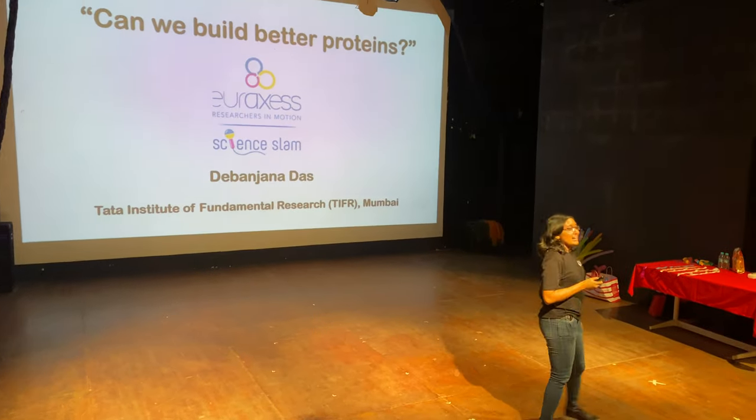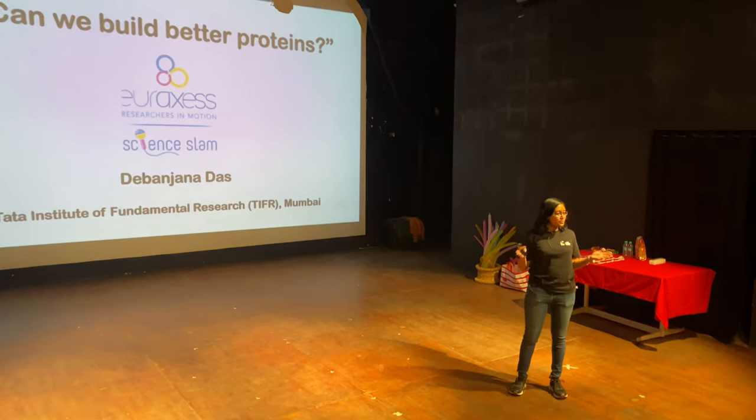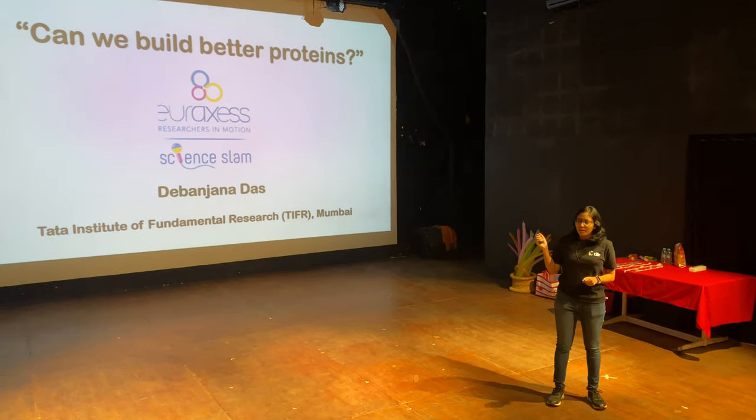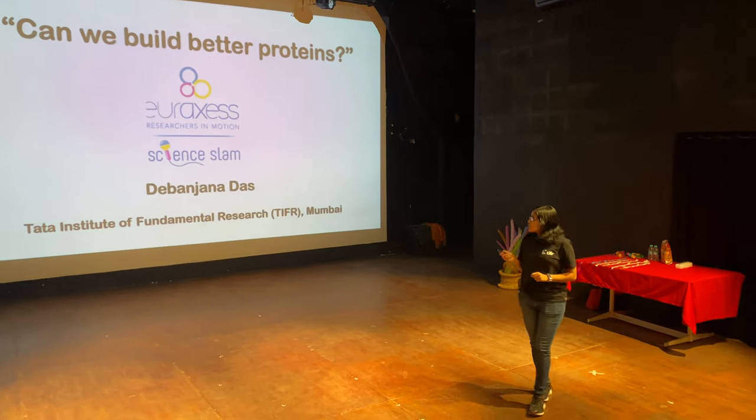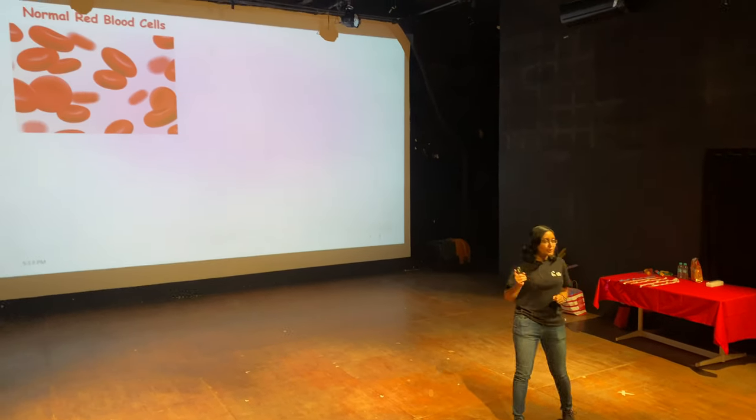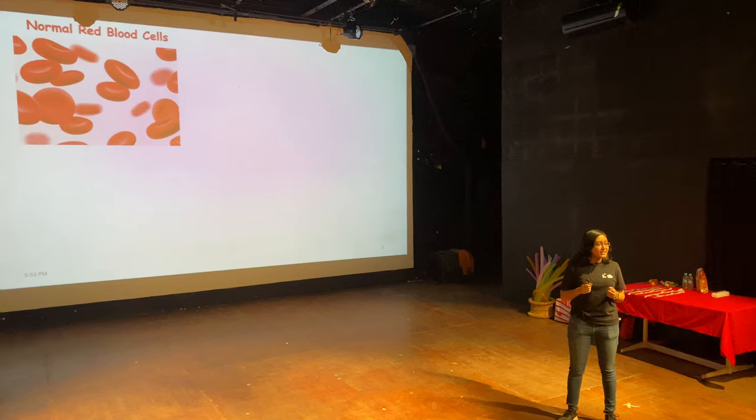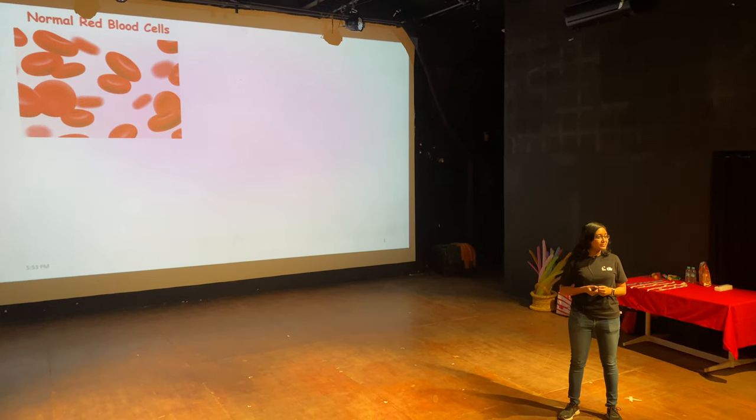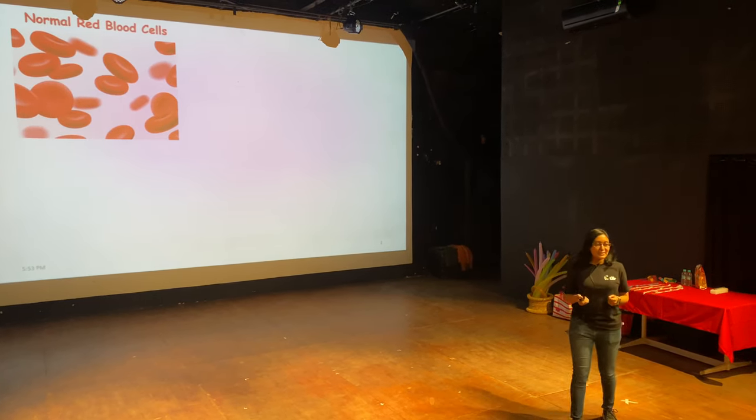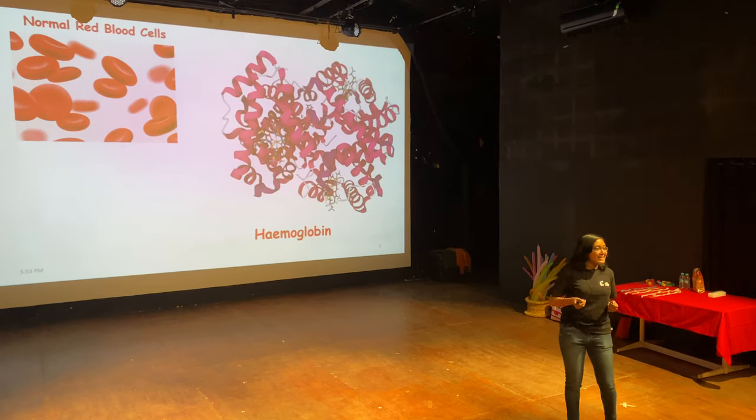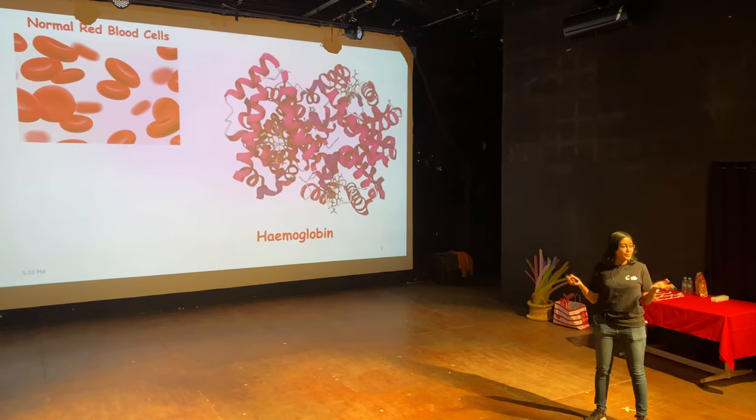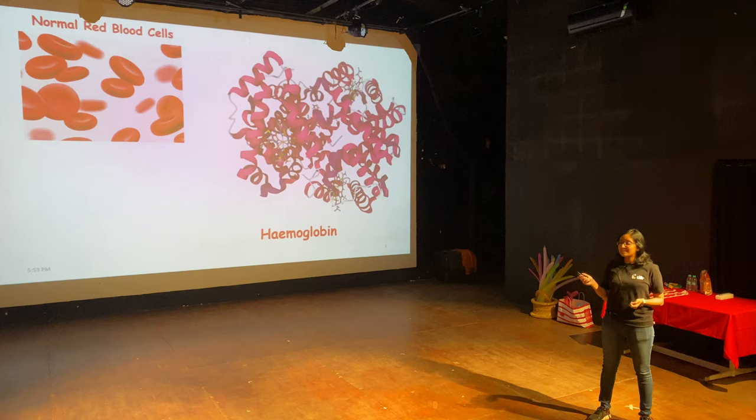Okay, great. I'm Debanjana, and today through my slam, we'll look at whether we can build better proteins. So we'll start off with a question. You know these red blood cells? They are present in our blood, right? What gives the red color to these red blood cells? Hemoglobin. Wow, that's a learned audience. So, yes, hemoglobin is a protein and it gives the color to red blood cells.